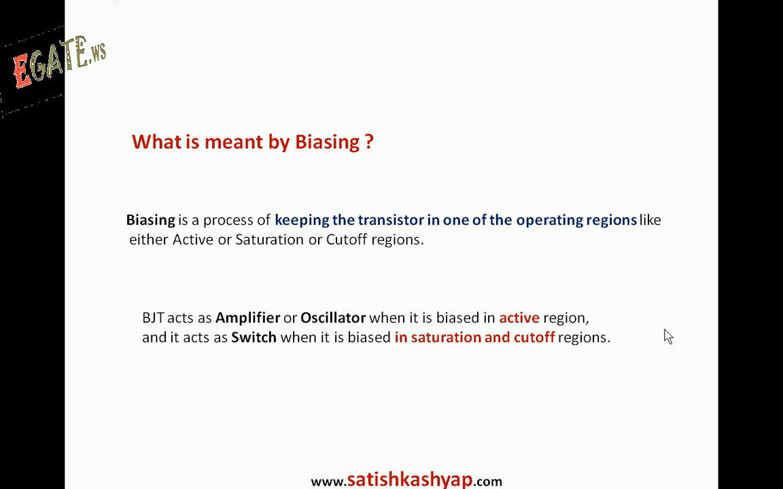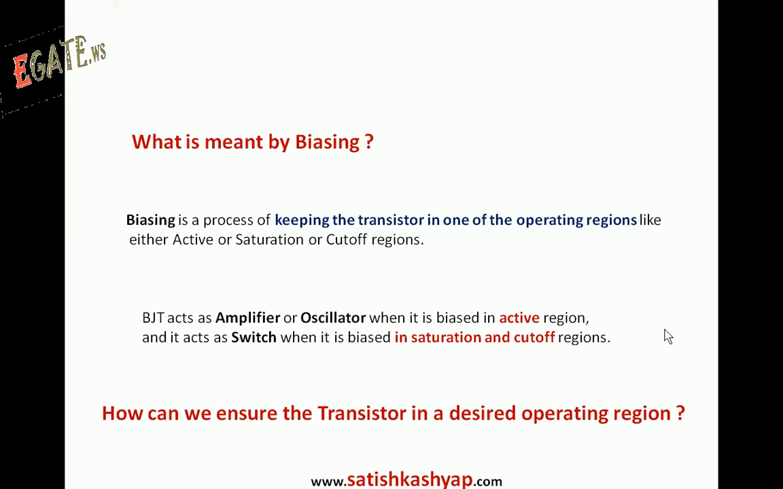There are three different operating regions: active region, saturation and cutoff. Whenever the transistor is biased in the active region, it can act as an amplifier or oscillator. Otherwise, if you want to make use of a BJT as a switch, it must be biased in the saturation and cutoff regions. In the saturation region it acts as an on switch, in the cutoff region it acts as an off switch.